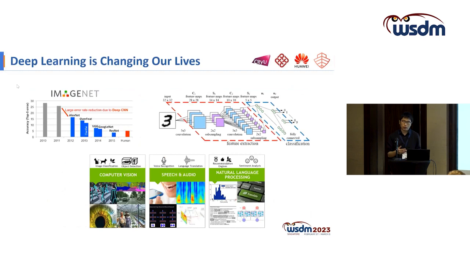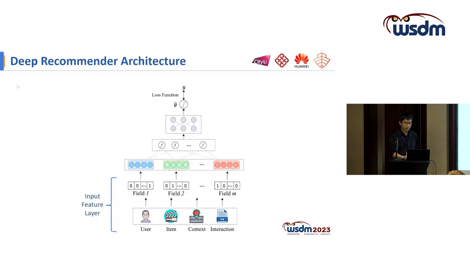So when we're talking about learning representations, the technology that comes to our mind is maybe deep learning techniques, which have achieved promising performance in computer vision tasks, speech and audio processing tasks, and natural language processing tasks. And motivated by this success, we also explore how to apply deep learning to improve the recommendation model performance.